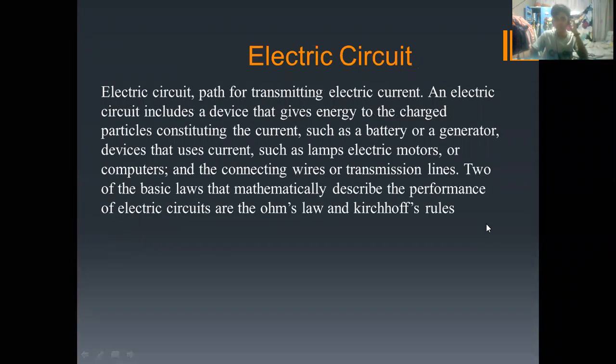So, electric circuit. Electric circuit, path for transmitting electric current. An electric circuit includes a device that gives energy to the charged particles constituting the current, such as a battery or a generator, a device that uses current, such as lamps, electric motors, or computers, and the connecting wires or transmission lines. Two of the basic laws that mathematically describe the performance of electric circuits are the Ohm's law and Kirchhoff's law.